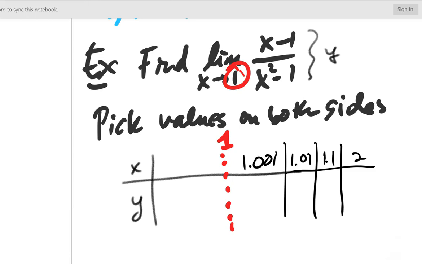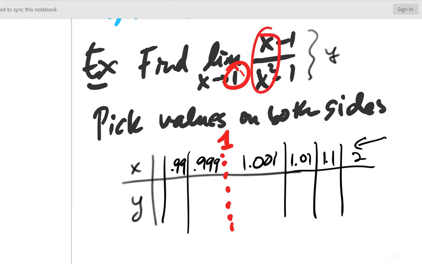And then on the other side, you could do 0.999, and then 0.99, and on and on, okay? And when you plug all these values in for x in both the top and the bottom here, you're going to get some numbers, okay?